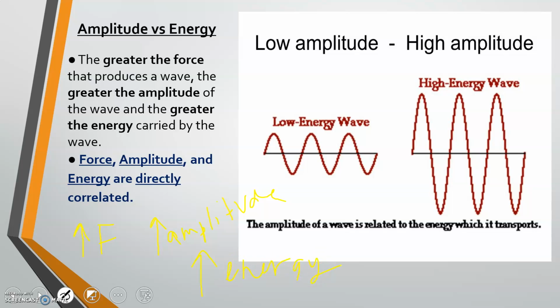So this low energy wave has a low amplitude, because remember, amplitude is the measure from rest to crest. So all of these distances here. This wave on the right-hand side has high energy. You can see that the waves have a much higher amplitude. And remember, amplitude is from rest to crest or rest to trough.